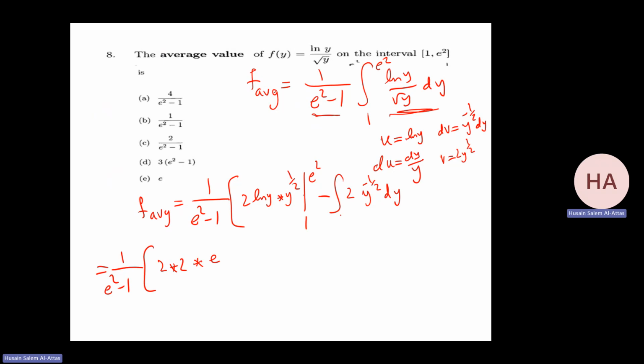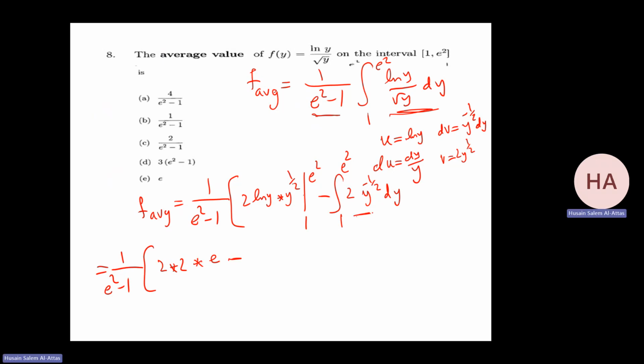This is from 1 to e squared. I have 2 ln e squared, that will be 2, e squared to the power half, that will be e, minus ln 1, which is 0. Gone. This is minus.